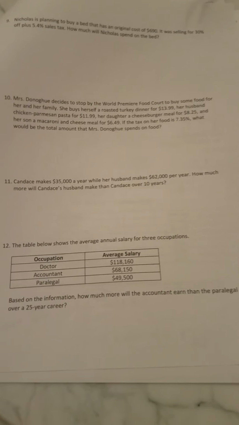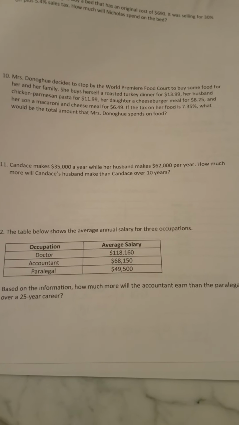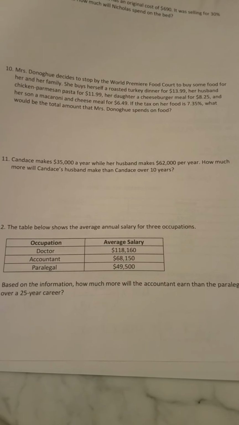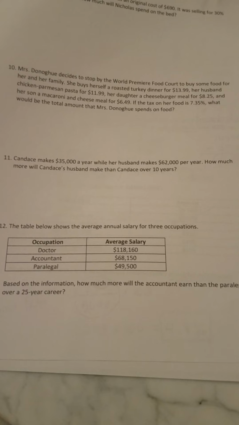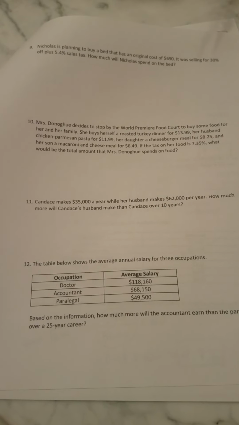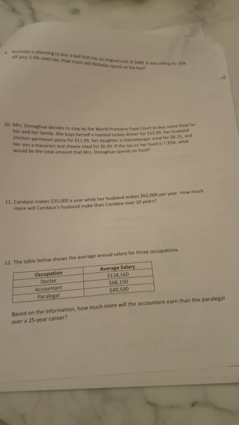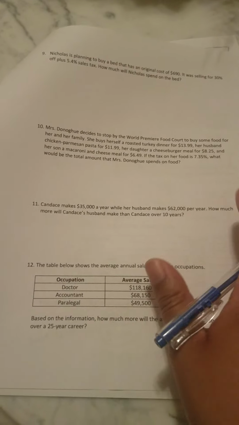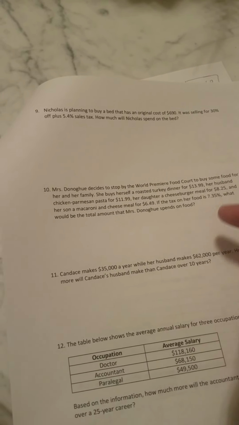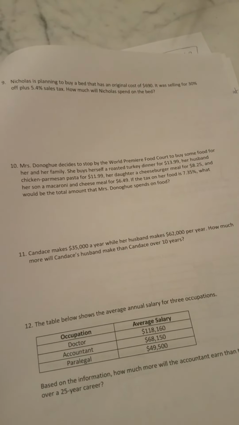Okay. So, number 9 says that Nicholas is planning to buy a bed that has an original cost of $690. It was selling for 30% off plus 5.4% sales tax. How much will Nicholas spend on the bed?